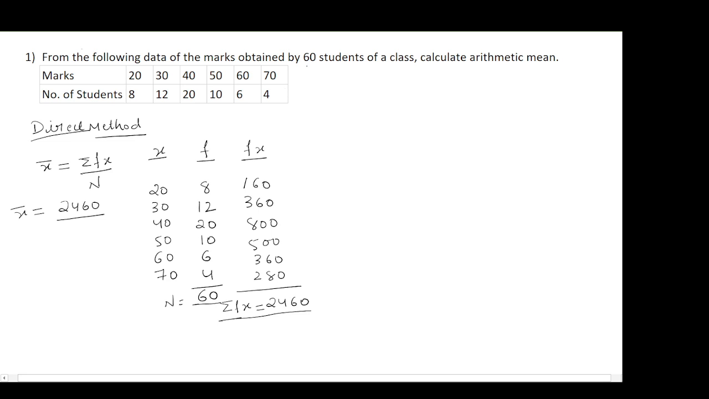Or even in the question also they have given the clue, N is equal to 60. Marks obtained by 60 students of a class. So that is nothing but your total frequency. If it is not given in the question, we can calculate by adding all the frequency values. Now apply this, N is equal to 60. So x bar is equal to 2460 divided by 60 is 41 marks.